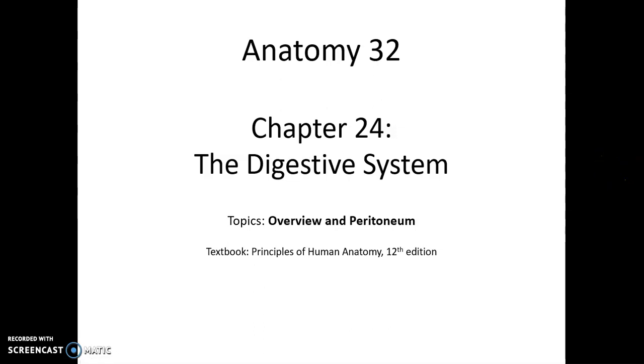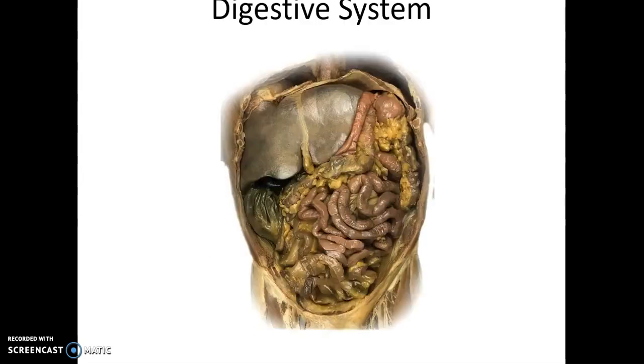Anatomy 32, Chapter 24, The Digestive System. Topics: Overview of the System and Peritoneum.